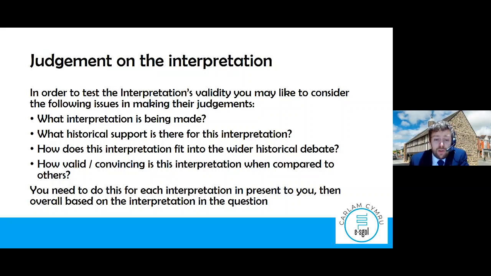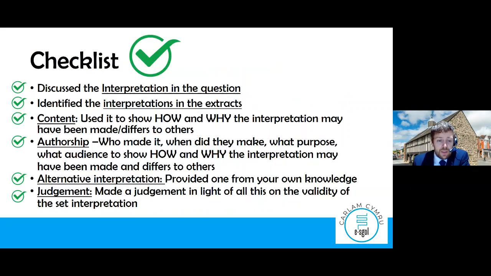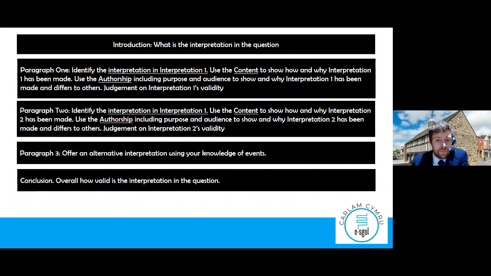And you need to do this for each interpretation that is presented to you, right? So at the end of each paragraph, make a judgment on the validity of that interpretation. But then you also need to do an overall one based on the interpretation in the question itself. And that then is you making your judgment. So this is what I mean by that, right?